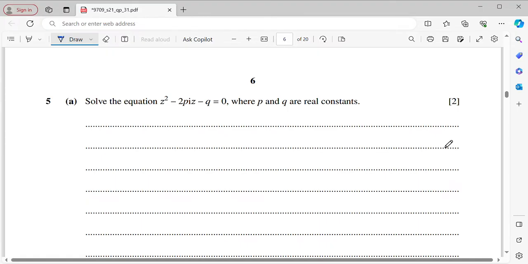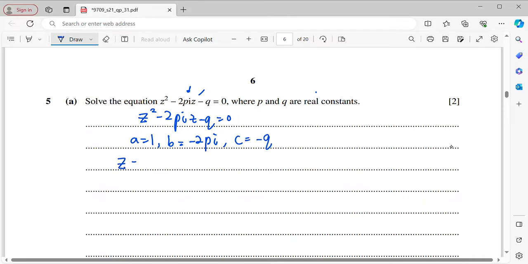Now question number 5. Solve the equation where p and q are real constants. Since your equation has i, you have to apply the quadratic formula to solve this question. So let me rewrite the equation first. The coefficient for z squared is 1, so A equals 1. B is going to be negative 2pi. C is a constant, which is our negative q.